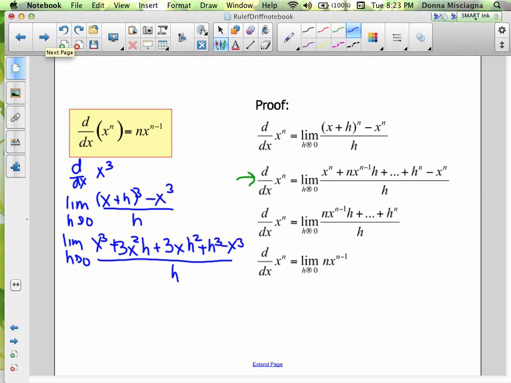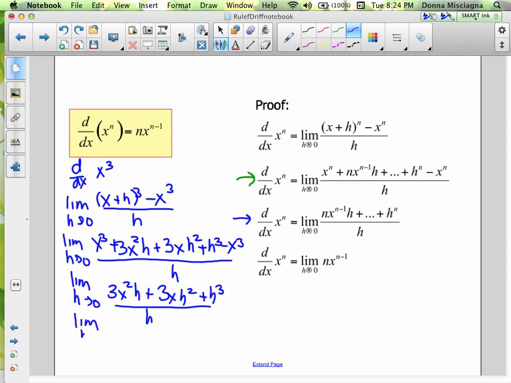Right? And so then when we simplify, we would cancel out the x cubes. So we'd have the limit as h approaches 0 of 3x squared h plus 3x h squared plus h cubed all over h. And that's what we have here in this step. So you notice everybody's got h's. And then you would factor out that h. So you have the limit as h approaches 0. Factor out the h. You've got a 3x squared plus 3xh plus h squared, all divided by h. The h's would cancel.